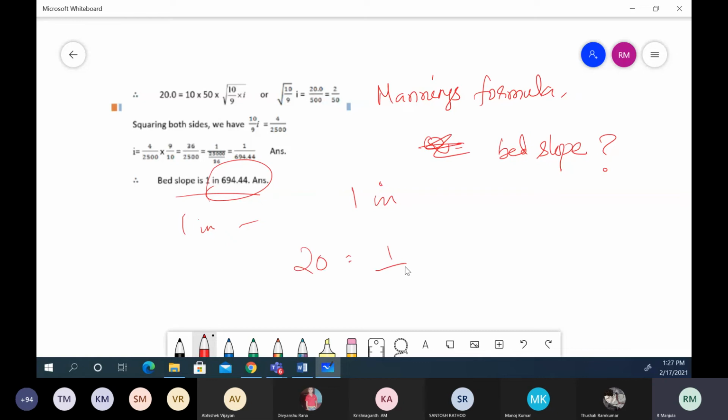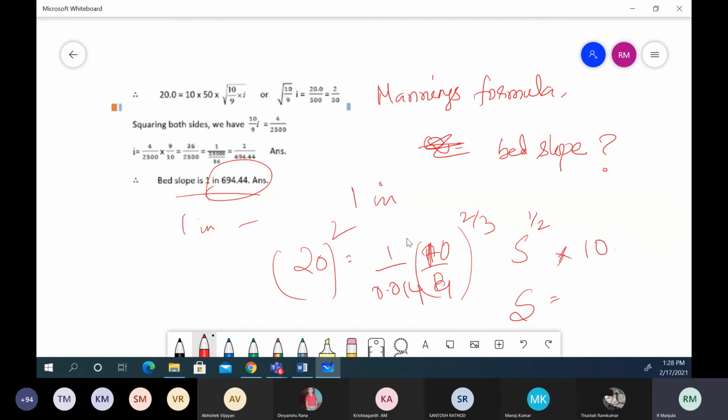20 is equal to 1 by 0.014 into R to the power 2 by 3, where R is A by P, around 10 by 9, right? S to the power half into area 10. So I have to find out what is the S. Maybe you can square on both the sides. Find what is the S. What is the value of S here?